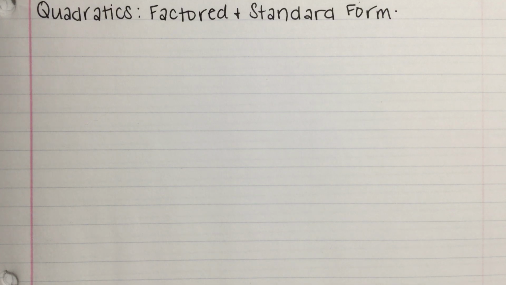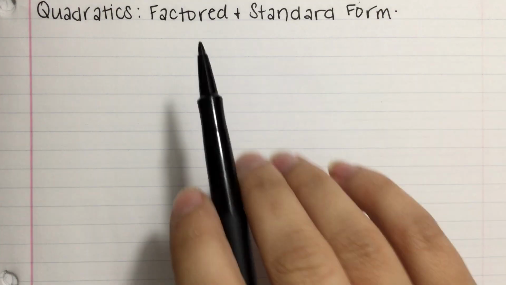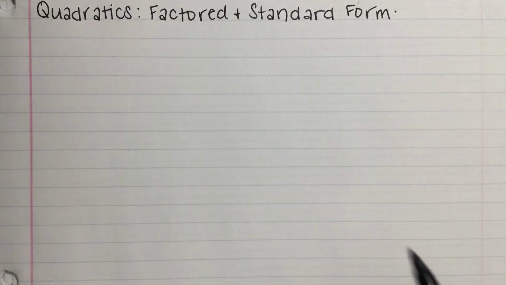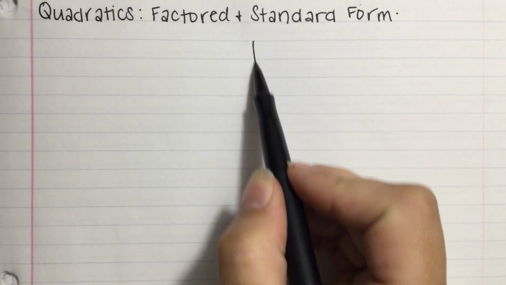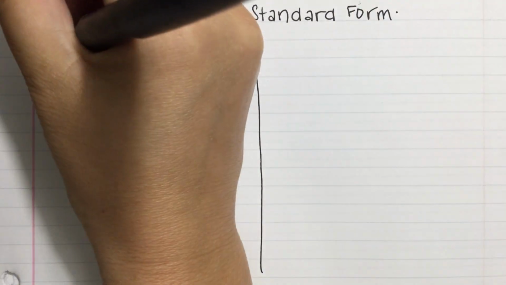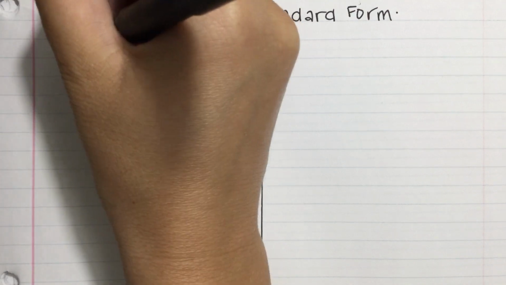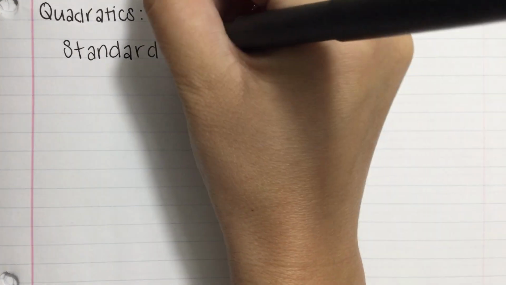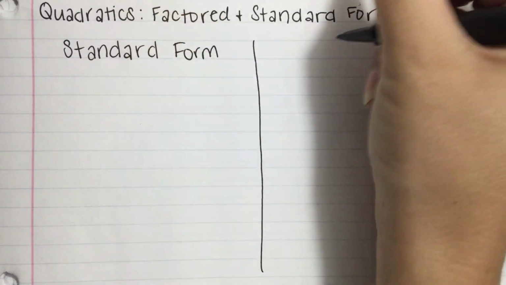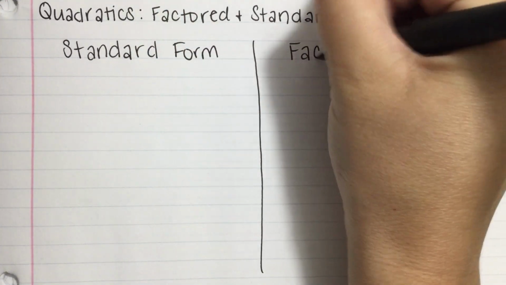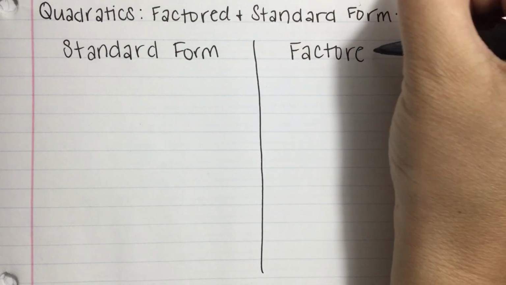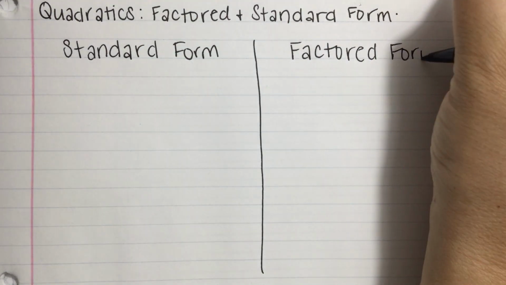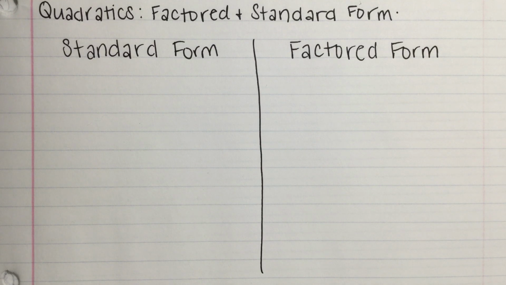In this video, I'm going to go over the two forms of a quadratic function, factored and standard form. So I'm going to split the page in half. Standard form. And factored form. There's a third form, it's called vertex form, but we're not going to go over that one today. We will save that one for another time.